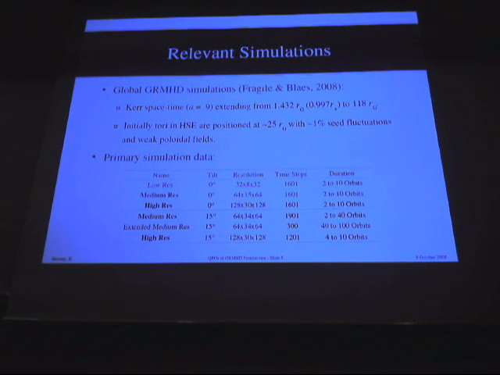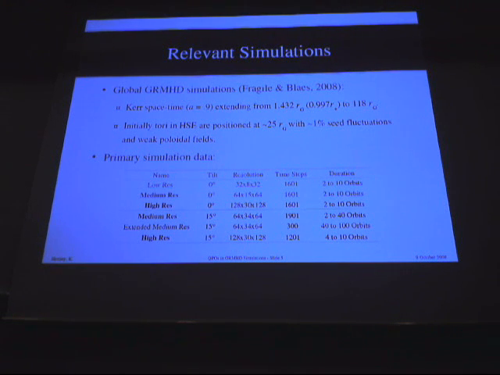We've run a handful of these simulations. Today we're going to be looking at primarily data from 4 of these simulations. These are, again, fully global, general relativistic, magnetohydrodynamic simulations. We're putting these disks into a Kerr space-time with a spin of about 0.9, or a = 0.9, and seeding the disk with initial fluctuations and some poloidal field.